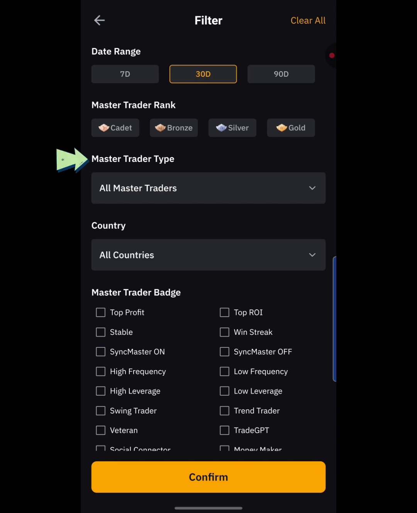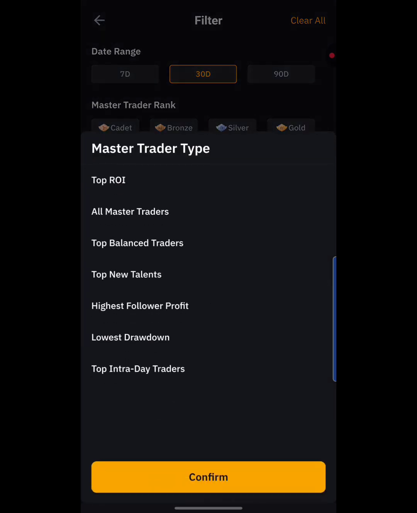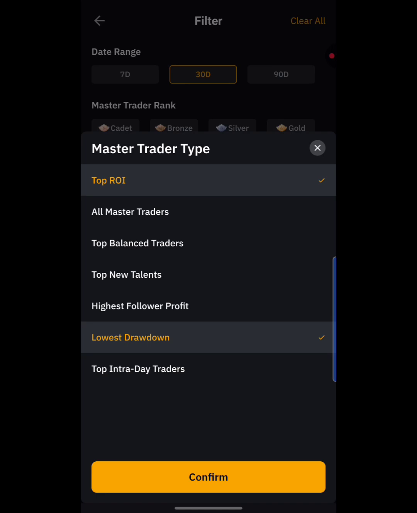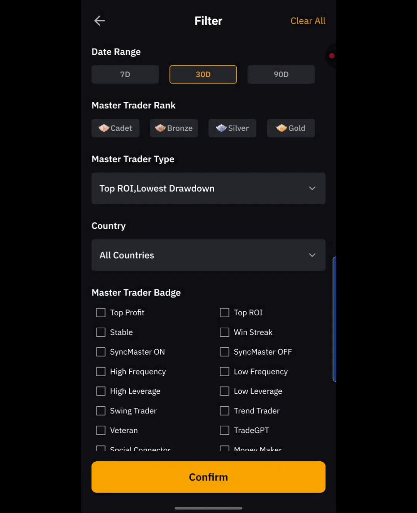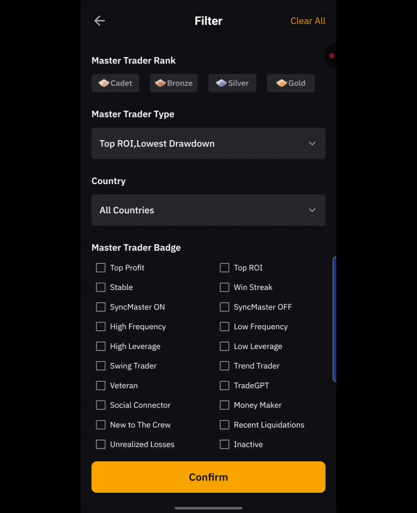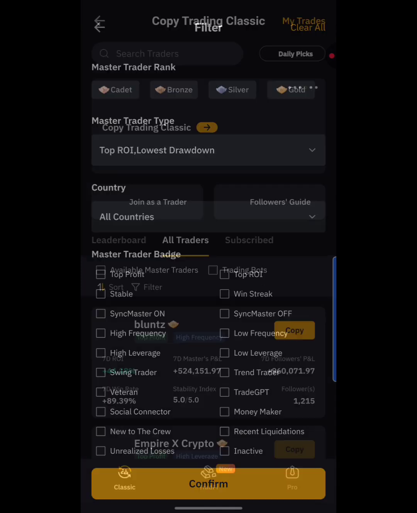And down here that says master trader type, I'm going to hit on it right now, guys. Okay, so as you can see, it is top ROI, all master traders, just what we talked about a while ago. Okay, so for me, guys, I'm going to be selecting lowest drawdown traders and as well top ROI traders. Okay, and down here that says confirm, I'm going to hit on confirm, guys. All right, so over here that says all country, you don't have to be specific. Okay, you can just simply leave it like that and just hit on confirm, guys.